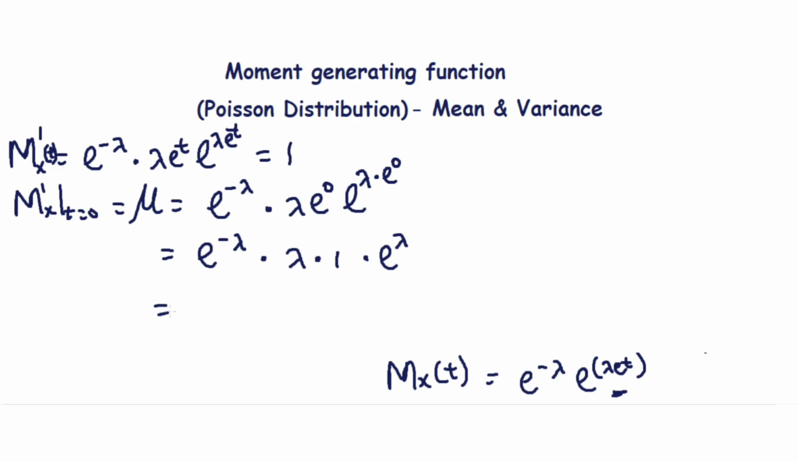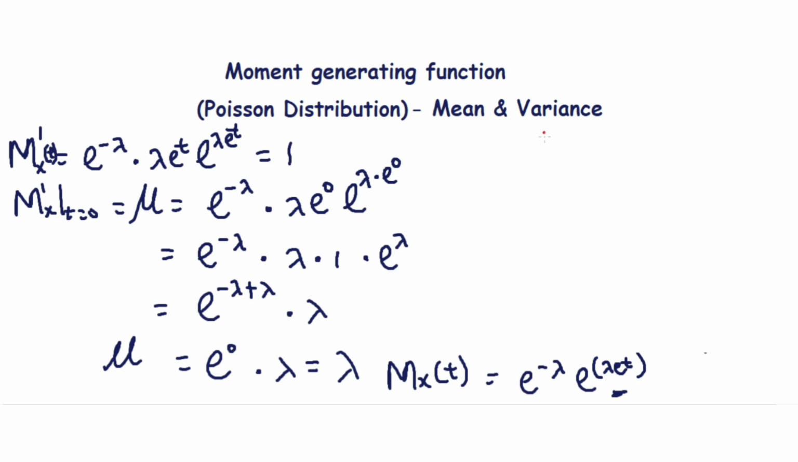If I take the two e raised to the power of lambda terms, it will be minus lambda plus lambda. That will be e raised to the power of 0 times lambda, which means that this is equal to lambda. And that's our mean for the Poisson distribution. And that's obvious, right? Let's go ahead and find the variance of the Poisson distribution, still using MGF.